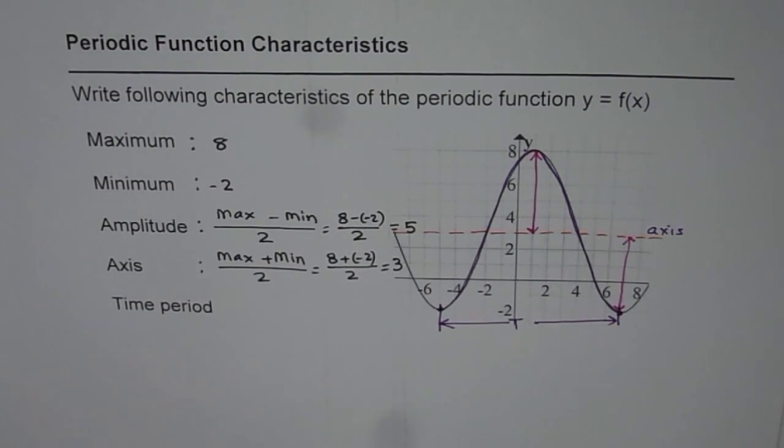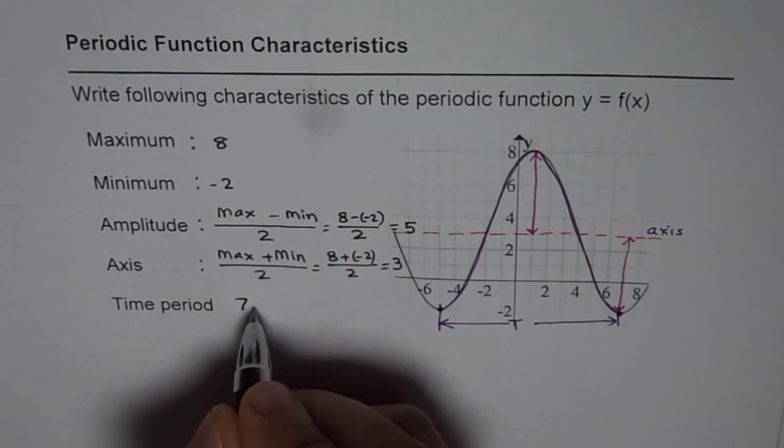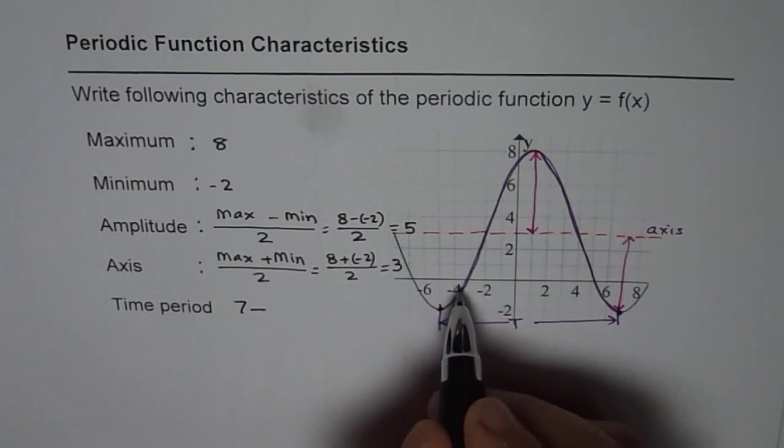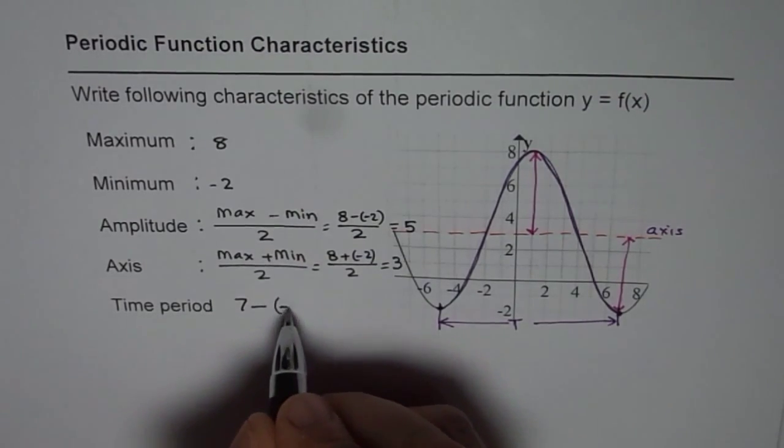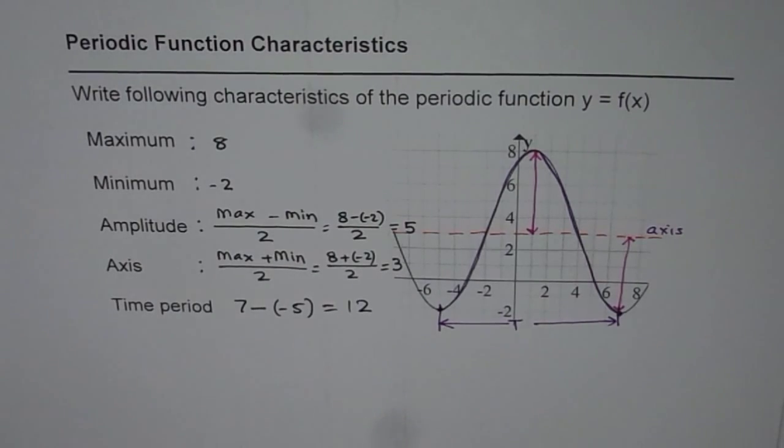Let's calculate. Time period will be, this is 7 minus -5. That is 12. So the time period is 12 in this particular case. So like this, we can actually read and calculate characteristic values for a periodic function from the graph.